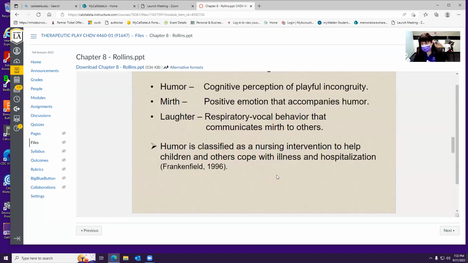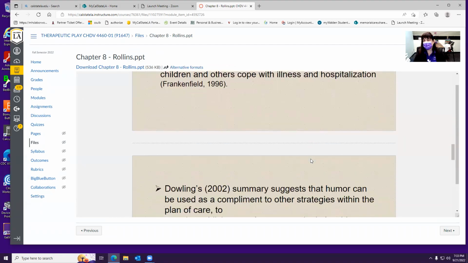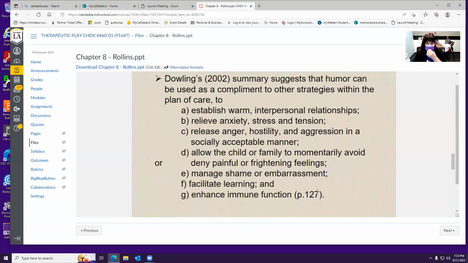Humor is classified as a nursing intervention to help children and others cope with illness and hospitalization. A nursing intervention. I hope they're not charging for that.